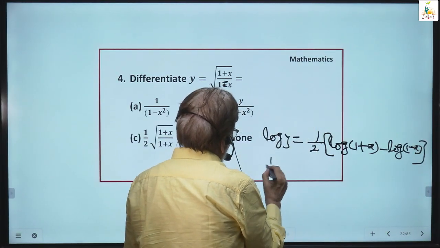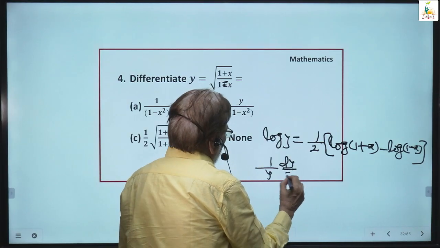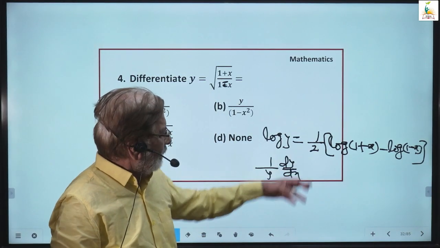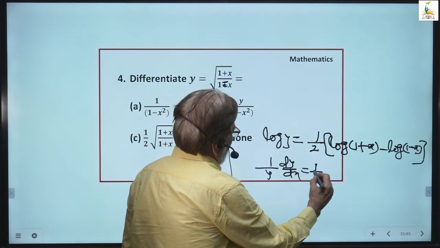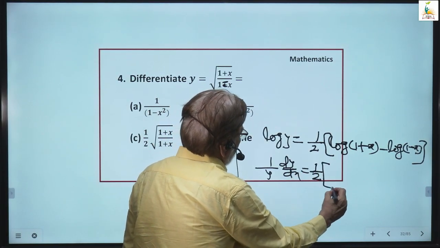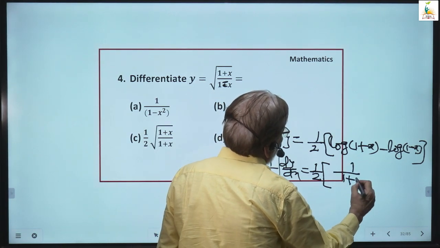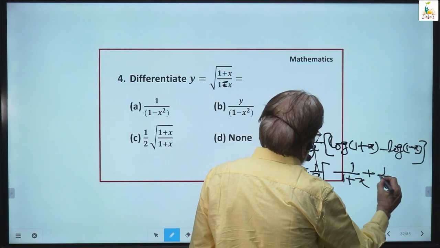Differentiate it, 1 upon y dy upon dx will be equal to half, differentiation of log of 1 plus x will be 1 upon 1 plus x, plus 1 upon 1 minus x.